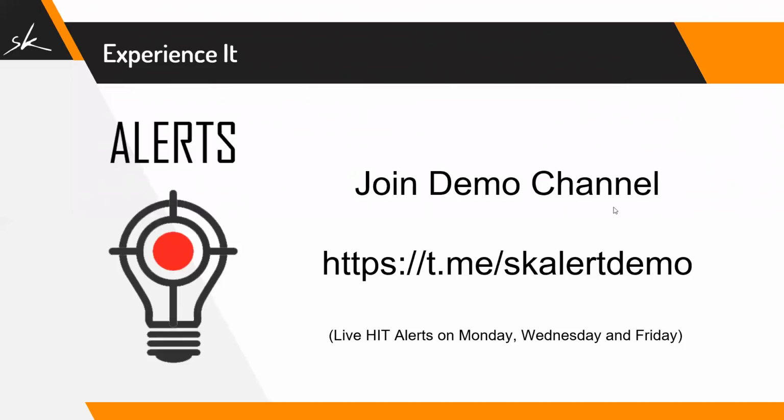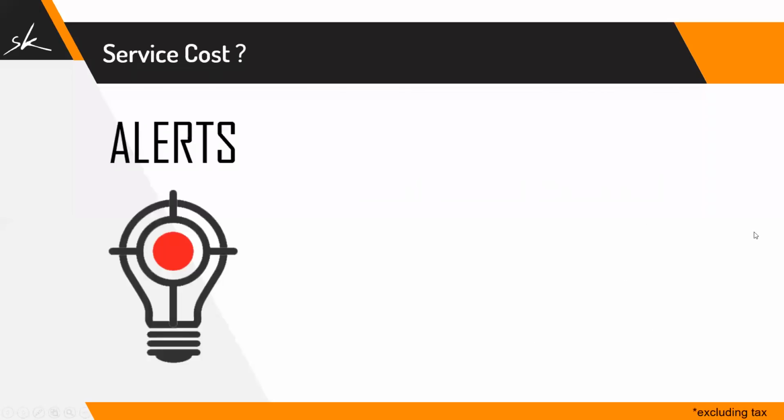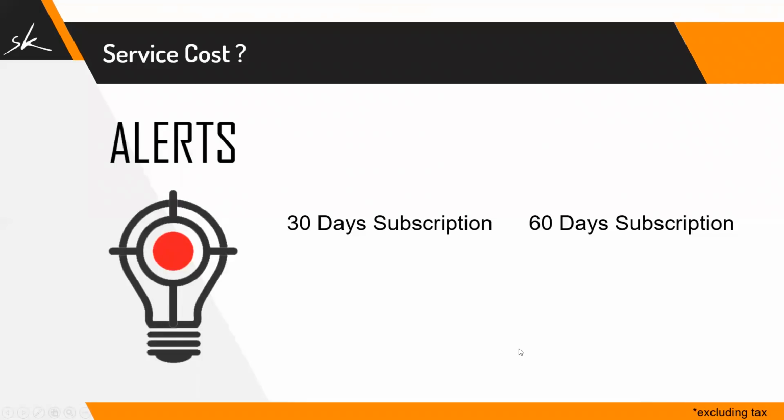So let's move to the next thing, right? Which is a very important question which all of you would be having: what is the cost of getting these alerts? Now, the pricing, we have kept it very, very cheap, right? It is available in 2 different subscriptions. One is the 30-day subscription, and the second one is the 60-day subscription. The 30-day subscription costs you 2,400 excluding taxes, and the 60-day subscription costs you 4,000, which means 2,000 for 30 days, which is again excluding taxes.